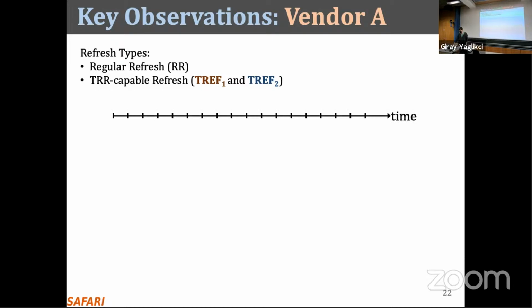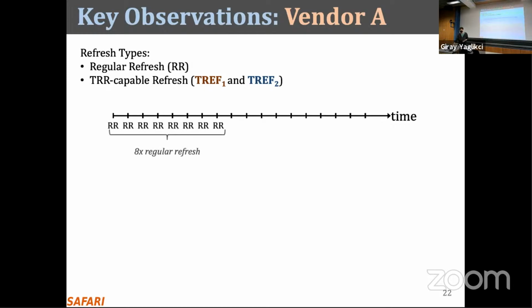Okay, so let's start with vendor A. Vendor A performs 3 types of refresh operations. It performs regular refresh that every DDR4 DRAM does. And in addition, it performs 2 TR-capable refresh operations, which we refer to as TRF1 and TRF2 here. In this timeline, each tick represents a refresh command that the memory controller periodically issues.